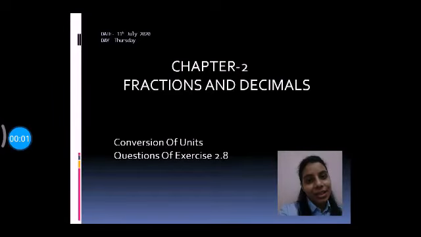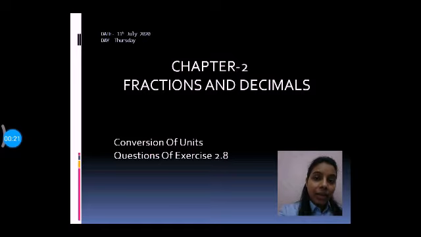Good morning students. Today we are going to see how we do the conversion of units used for measuring capacity. What is capacity? Let's say for example we talk about your water bottle. How much water your water bottle can contain is known as the capacity of your water bottle. It can be measured in liters, milliliters, kiloliters.